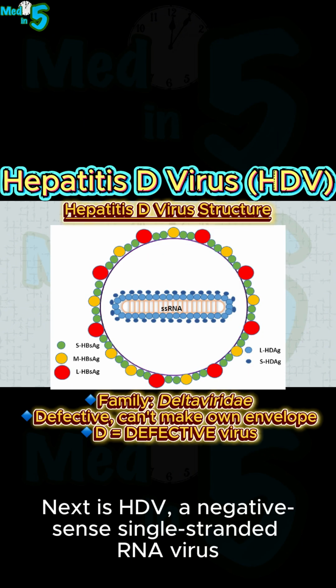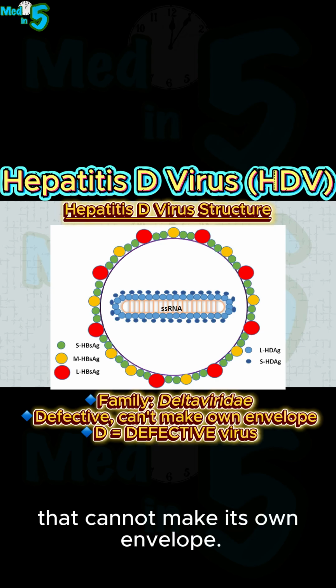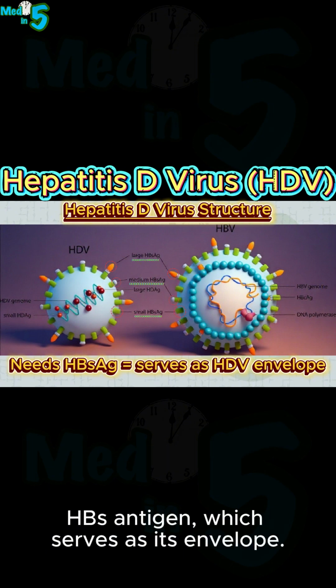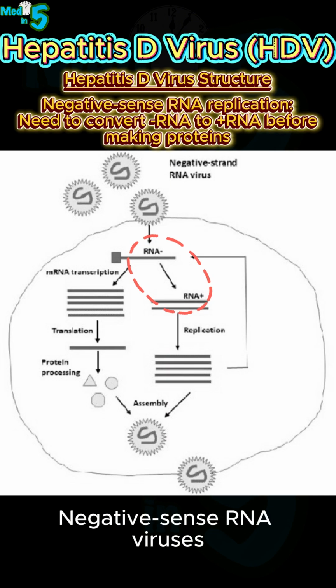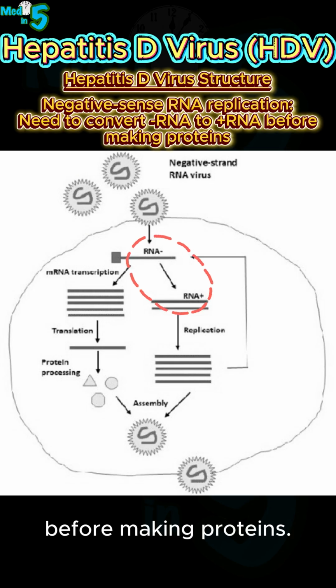Next is HDV, a negative sense single-stranded RNA virus classified as a delta virus. It's a defective virus that cannot make its own envelope. HDV may only replicate in the presence of HBV's HBs antigen, which serves as its envelope. Negative sense RNA viruses convert their RNA into positive sense RNA before making proteins.